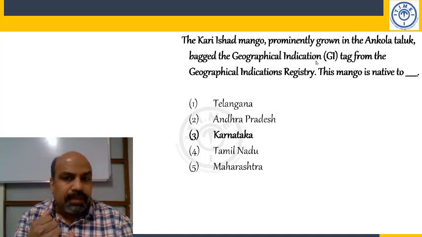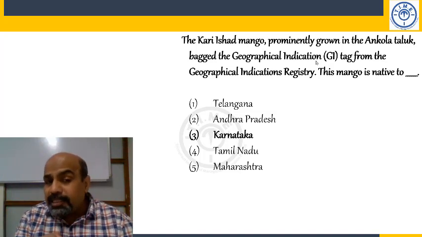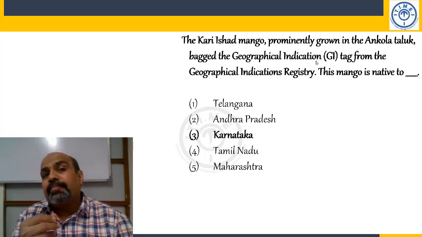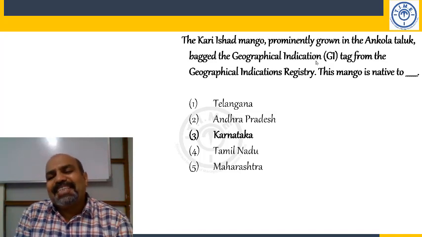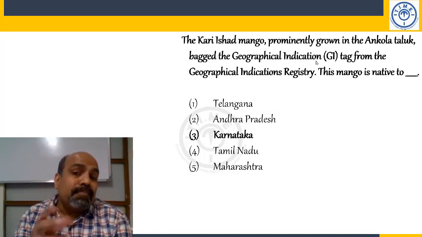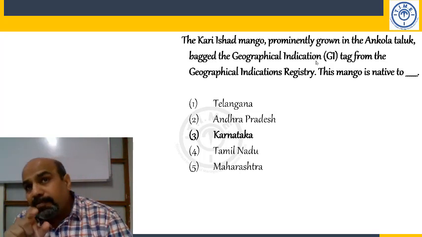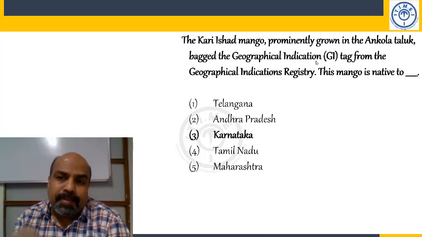Malihabadi Dasheri from Uttar Pradesh. I named Banganapalli from Andhra Pradesh. Then Gir Kesar from Gujarat. Then there is this Alfonso mango from Ratnagiri, Maharashtra. Plenty of these kinds of mangoes here. Okay. Mangoes are lovely to eat. Mango is the national fruit of India. The national vegetable of India is pumpkin. P-U-M-P-K-I-N. Pumpkin.